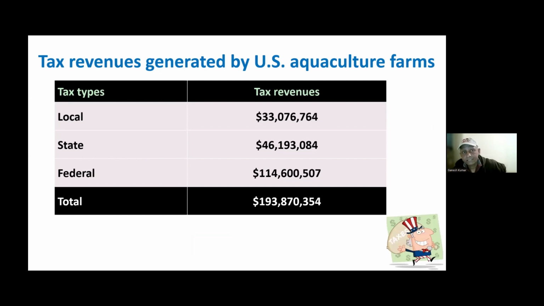Taxes, that's another important bifurcation that comes because of any business in an economy. That's why policymakers always want to see how much tax revenue is generated, both at local, regional, and federal level. US aquaculture farms are generating close to about $193 million in general because of their revenue and spending activities. At federal level is the highest, about $114 million, while at state level, it's about $46 million, and at local county or regional level, it's about $33 million in general. So Uncle Sam should be pretty happy with the US aquaculture farm activities.